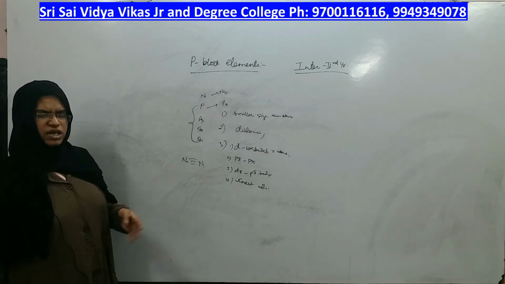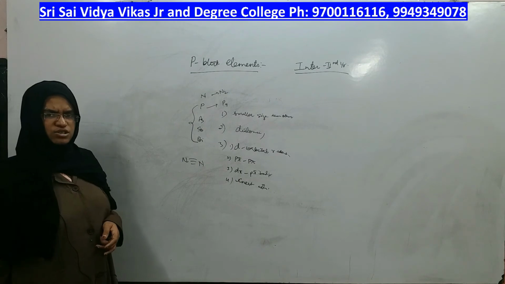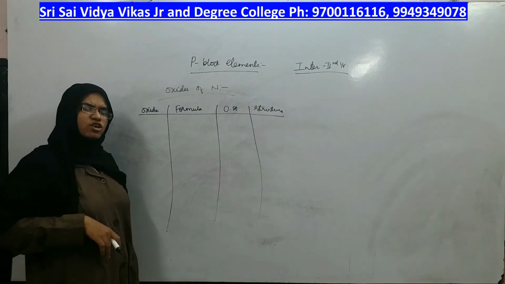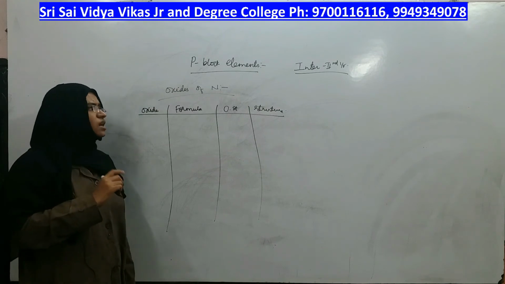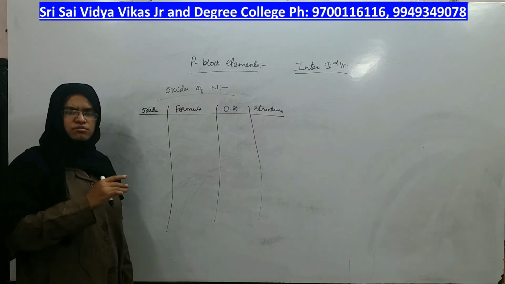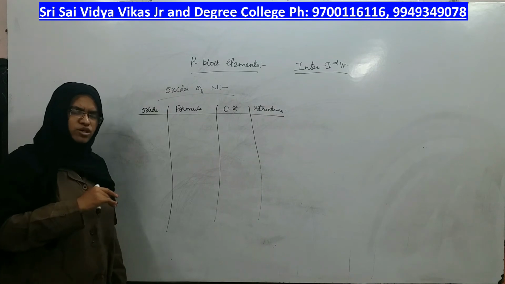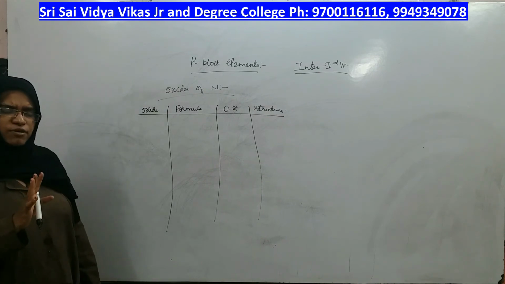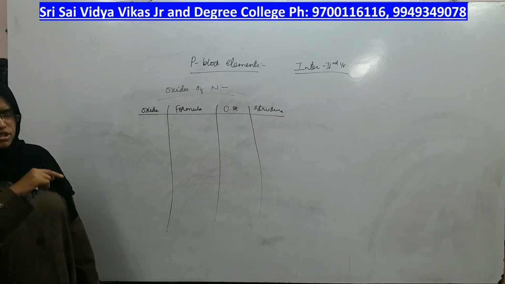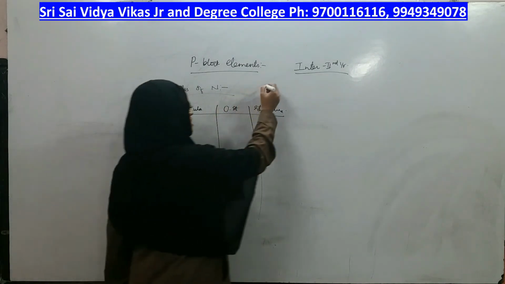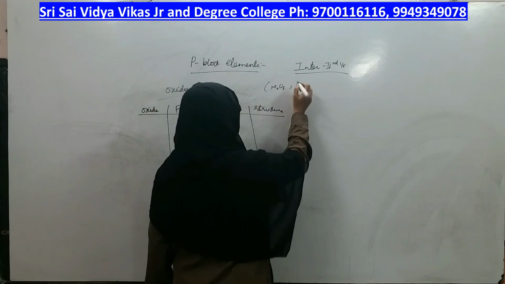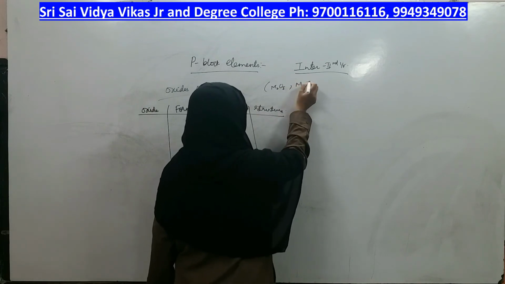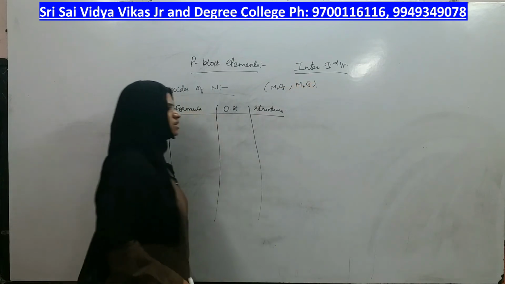Now we will look at the next topic, which is oxides of nitrogen, which means how nitrogen can combine with oxygen to form oxides. What was the general type of oxides for all the elements of that group? We have seen that all the elements of that group can form M2O5 type of oxides or M2O3 type of oxides, right?